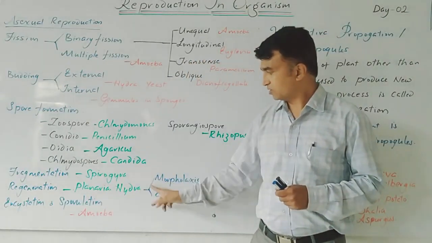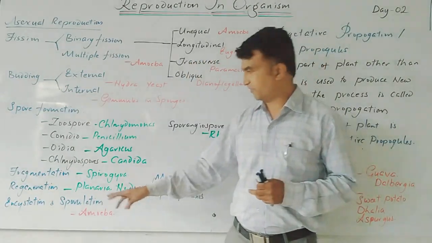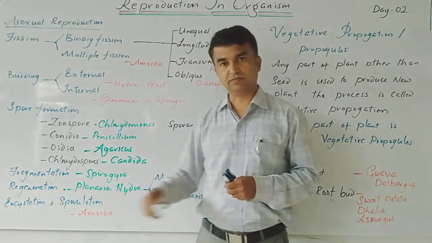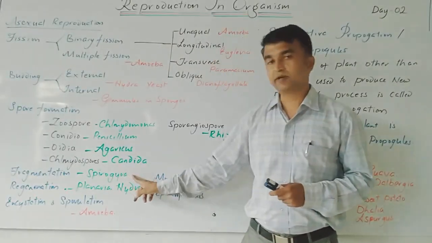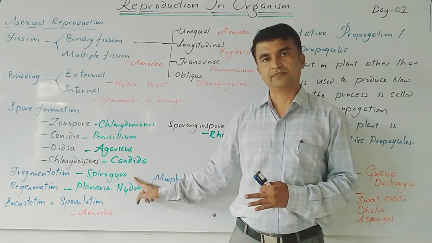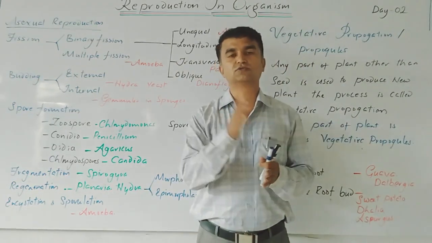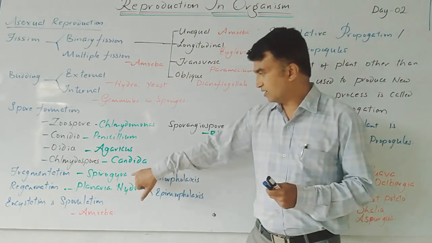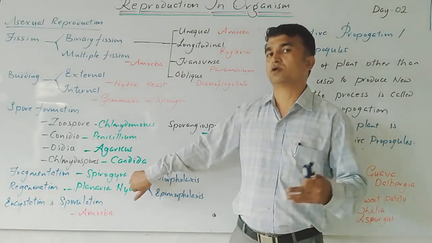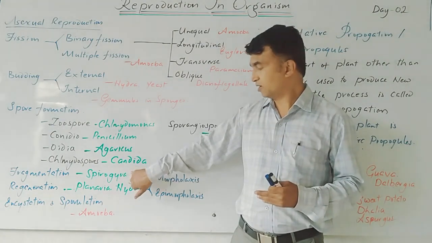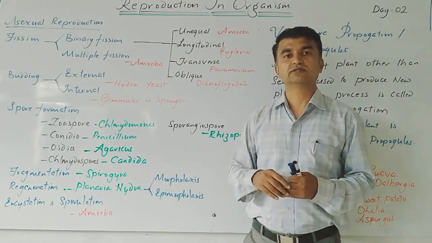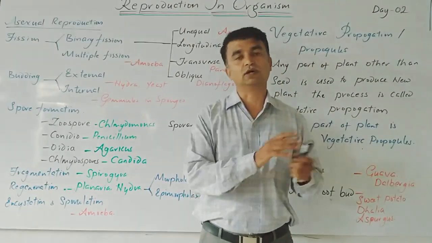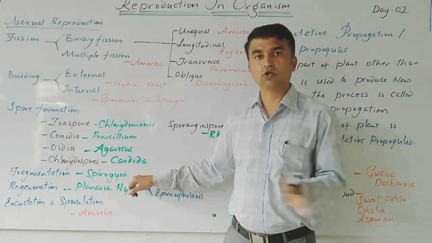Next one, fragmentation and regeneration. Still, it is a confusing topic. Fragmentation is meant for asexual reproduction only. Here the mother body is cut into small pieces, and every piece develops into a new individual. Special types of cells are not required. Fragmentation is mostly seen in the plant kingdom compared to the animal kingdom, specifically in lower plants.